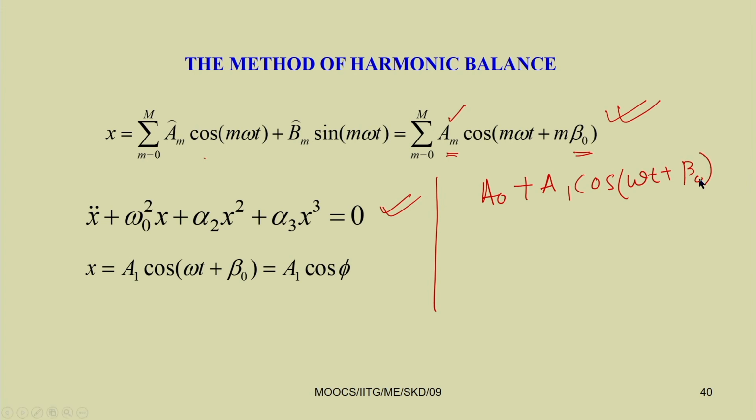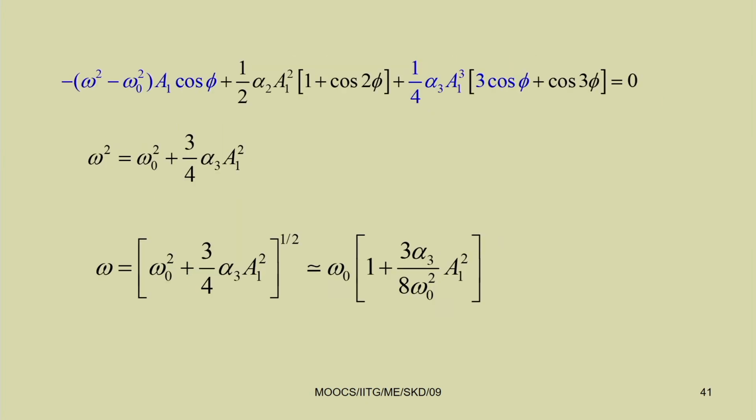If we are taking m equal to 0, this becomes a 0. If you are taking m equal to 1, you are getting this term a 1 cos omega t plus beta 0. So, let us take x equal to a 1 cos omega t plus beta 0, or this omega t plus beta 0 I can take equal to phi. In this way x equal to a 1 cos phi. By substituting x equal to a 1 cos phi in this equation, it can be written in this form: minus omega square minus omega 0 square a 1 cos phi plus half alpha 2 a square.